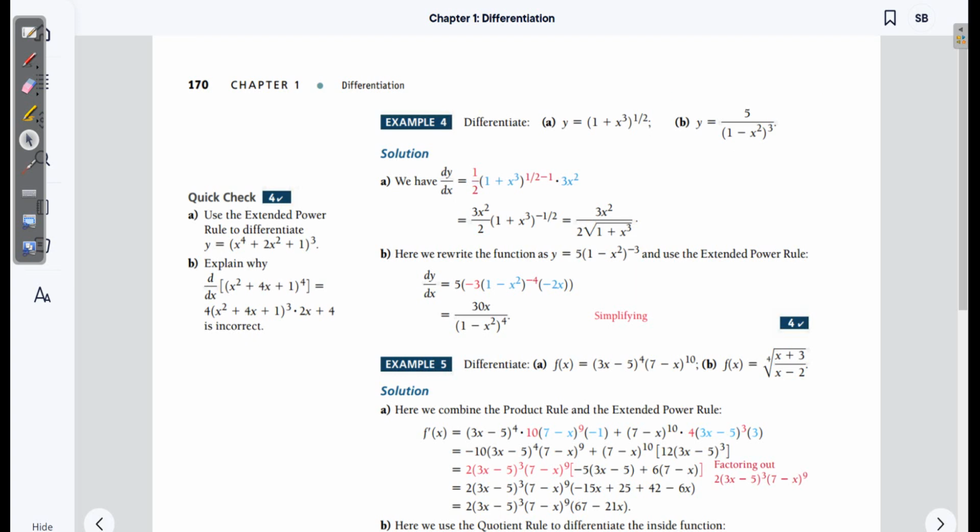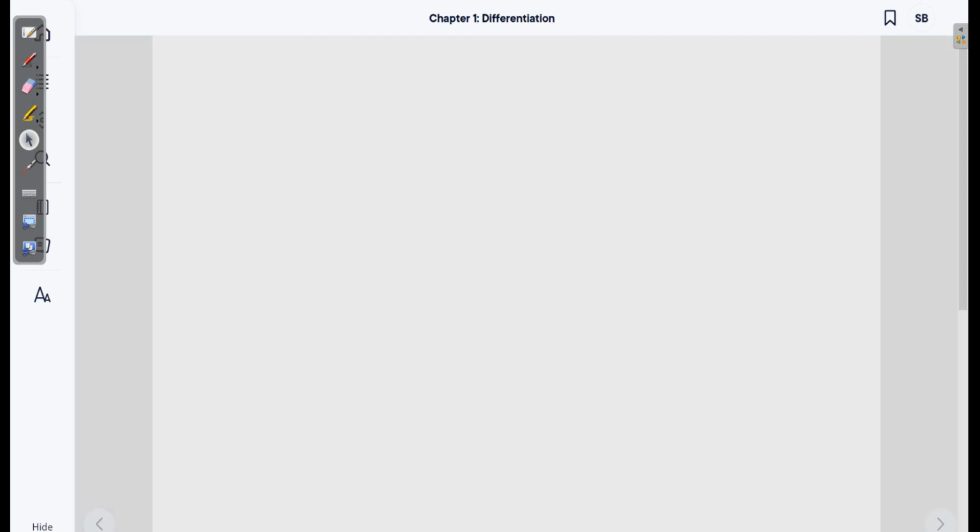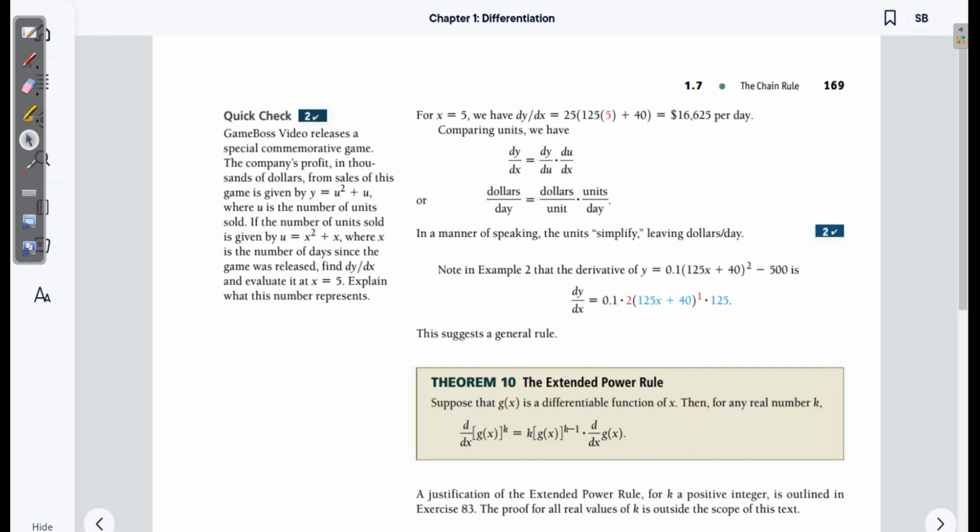Okay, and let's actually do one more with the extended power rule also on the same page, but then we're not going to do that anymore.